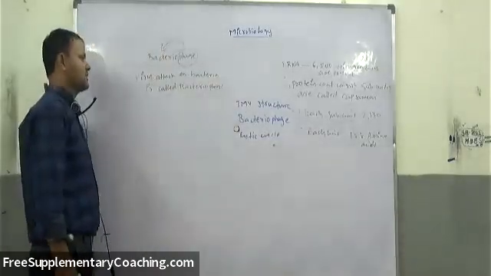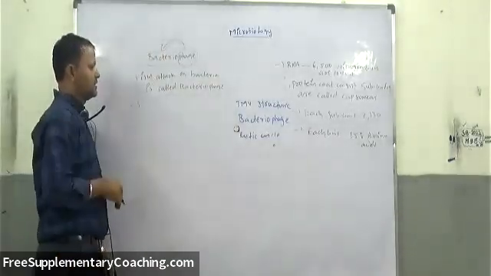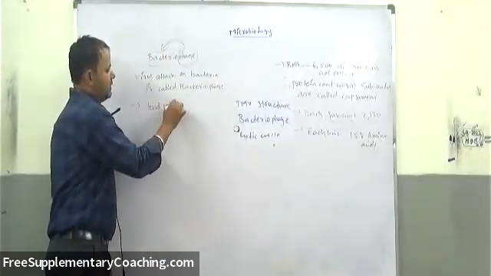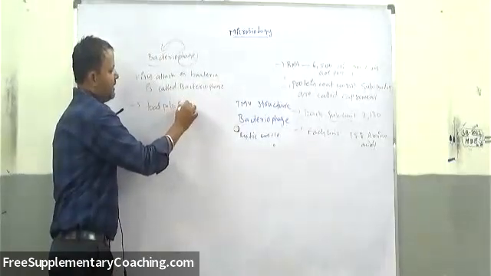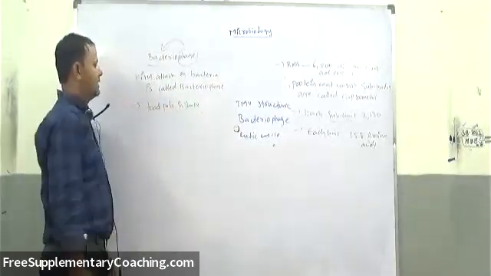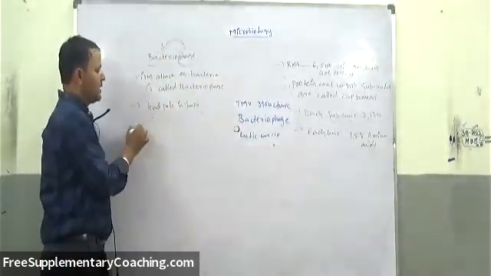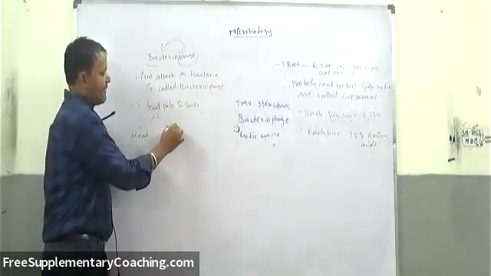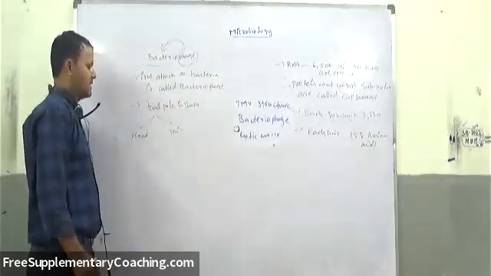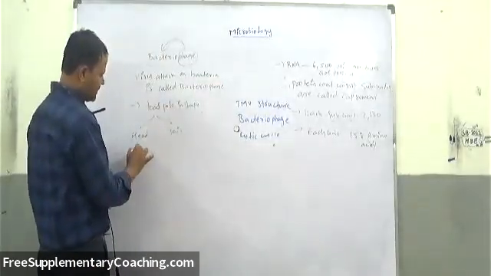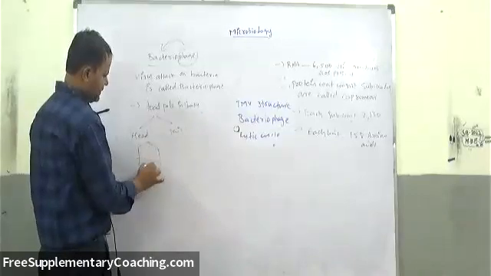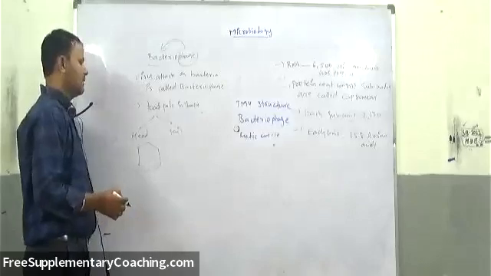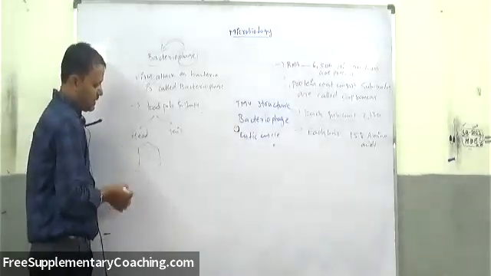This bacteriophage is tadpole in shape. Now it consists of two parts, head and tail. These are the head. The head is polygonal in shape.